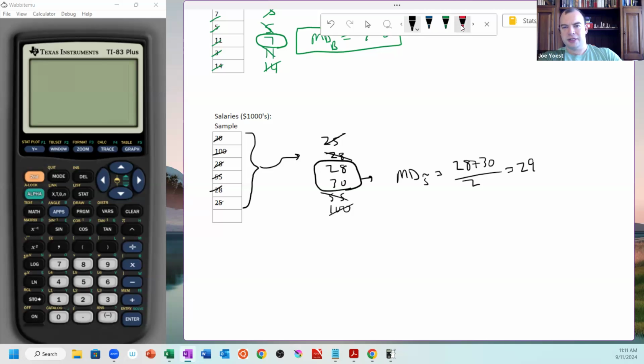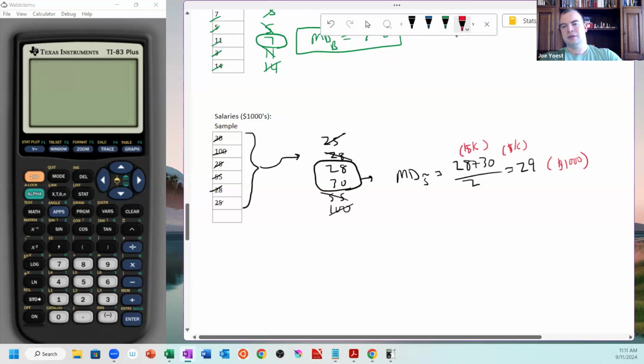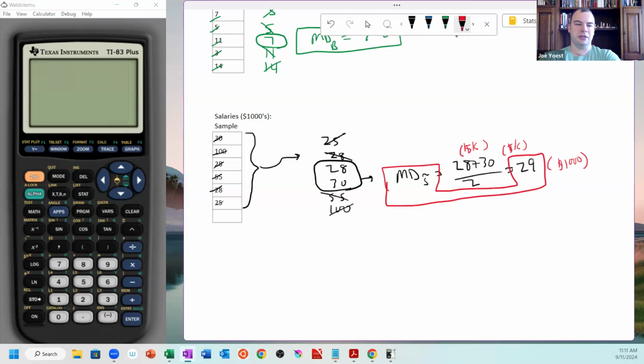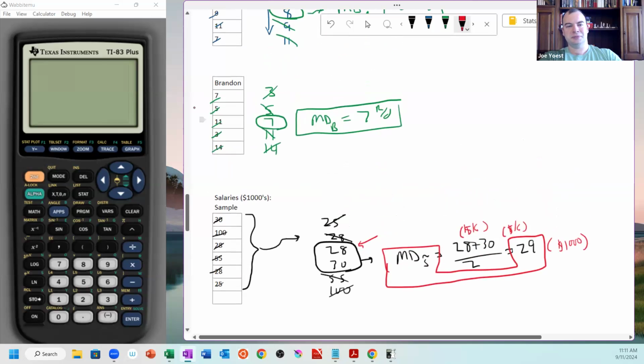Now, again, when I take an average, this is thousands of dollars. My result still has that same unit as the original data. So a median for this kind of changed up slightly salary data is $29,000. If I have an even number of data points, I average the 2 middle ones. If I have an odd number, I just pick the middle one.